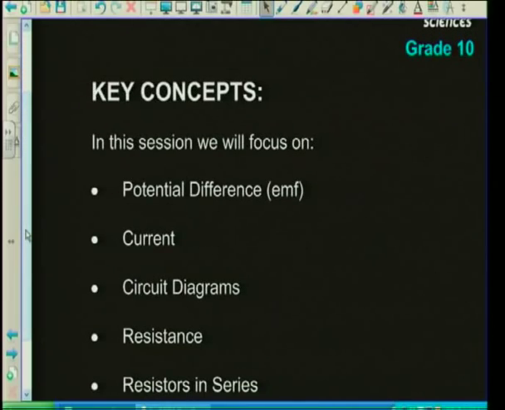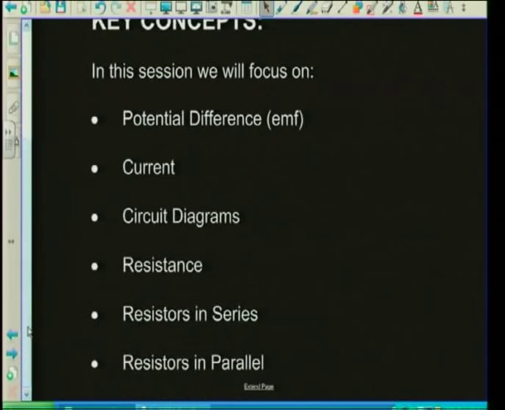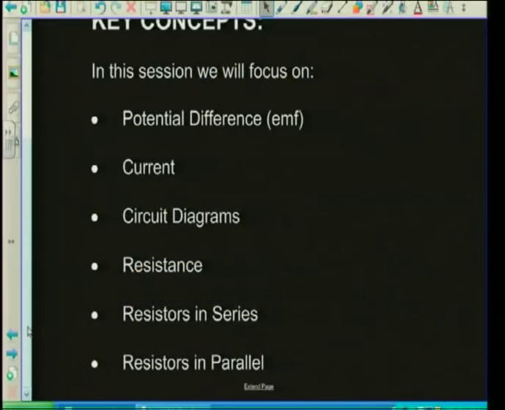So let's go through what we're actually going to go through today. In this session, we're going to look at a couple of things which are very, very important. First, we're going to look at potential difference, also known as EMF. And we're going to look at the difference between EMF and potential difference, because they are slightly different. We're going to look at current. In grade 9, you probably looked at current in terms of the brightness of light bulbs. We're going to make it a little bit more qualitative today.